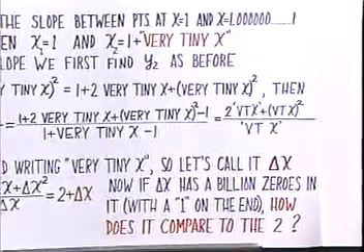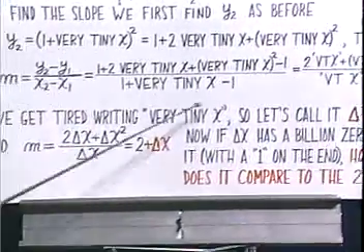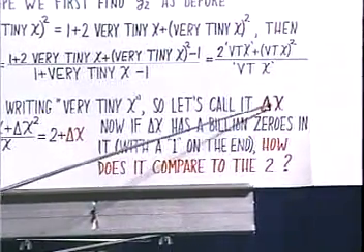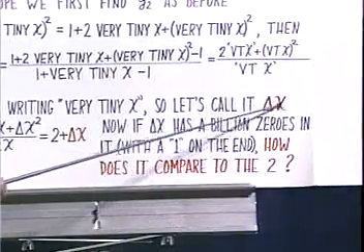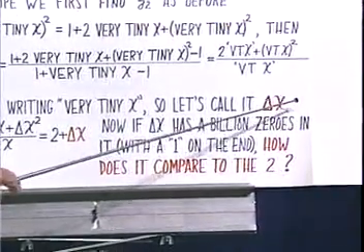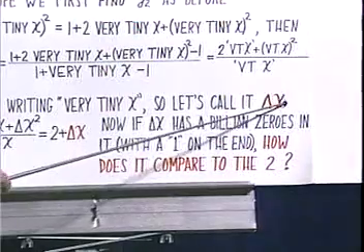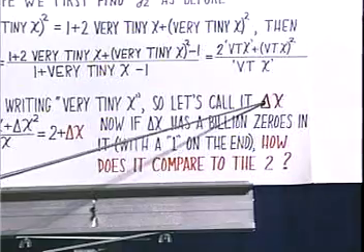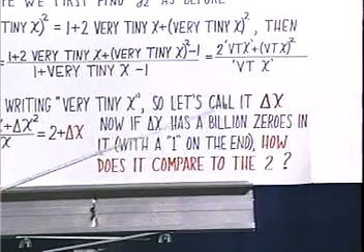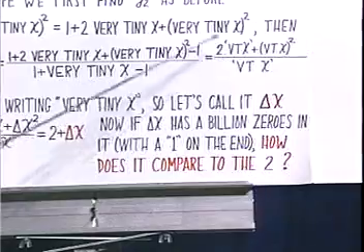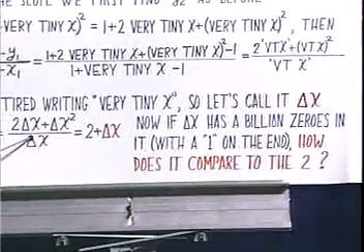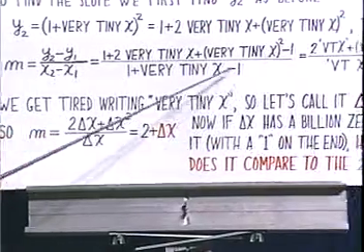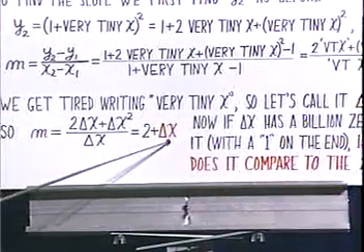Now I'm getting even tired of writing very tiny x, so let's now call it delta x. Okay? Delta x means very tiny x. It's not delta times x or x times delta. These two are together, well, bonded together, and they only mean very tiny x. So we'll rewrite this here this way, okay? So slope is such and such here, just as it is here, and we have 2 plus very tiny x as the slope.